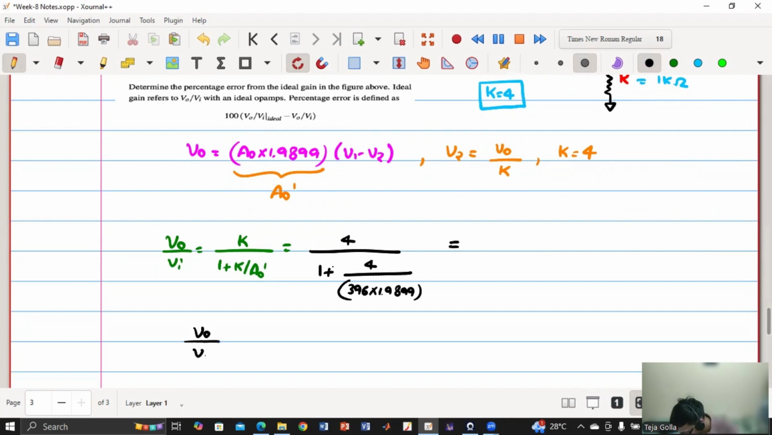So now V naught by Vi ideal minus V naught by Vi non-ideal. Can you tell me what will be that value?